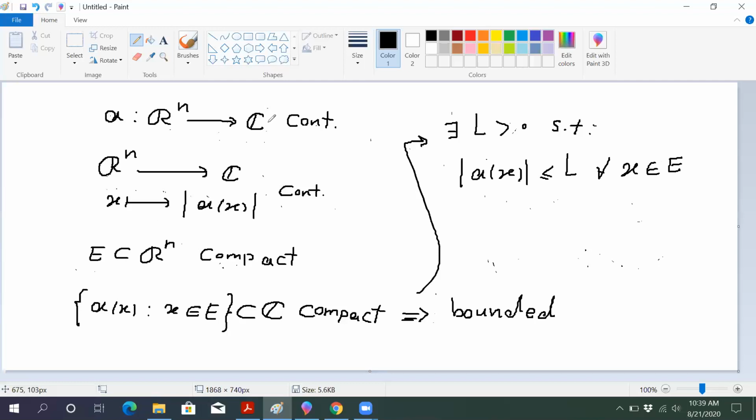So one more time. A is a continuous function. E as a subset of Rn is compact. So A maps compact to compact. So this as a subset of C is compact. Therefore, it's bounded. Do you remember every compact set is bounded? When we say bounded, it means there is a positive number L such that the absolute value of Ax is less than or equal to L for every x in E. Simply, continuous function maps compact to compact, and every compact set is bounded. That's the reason.